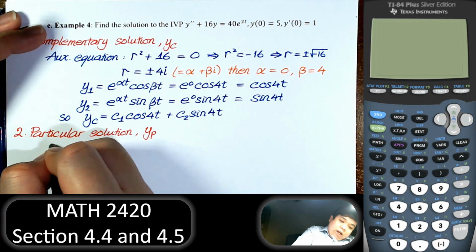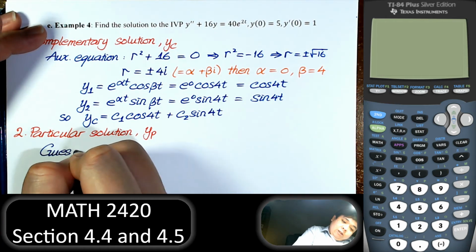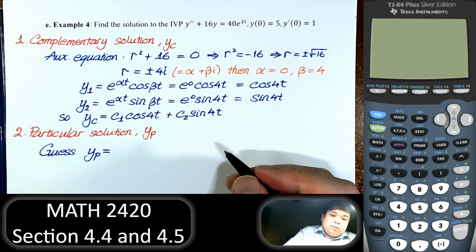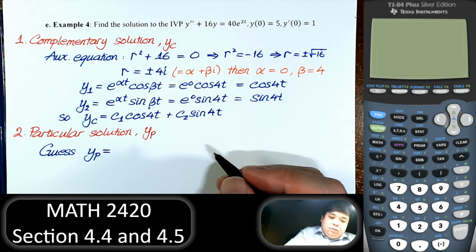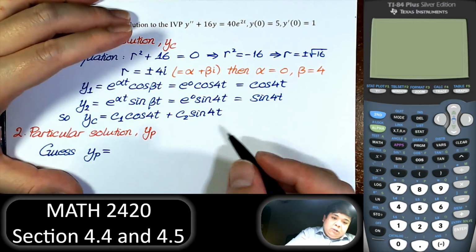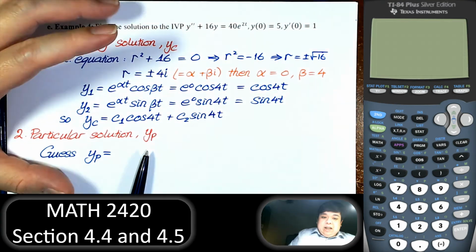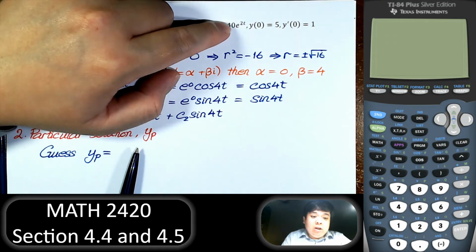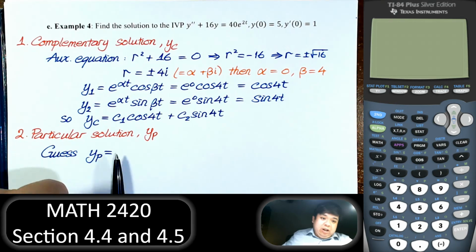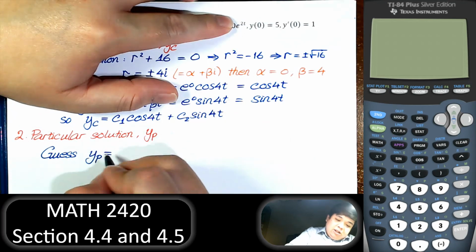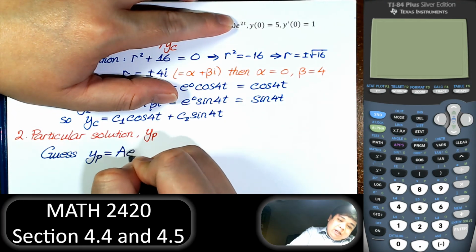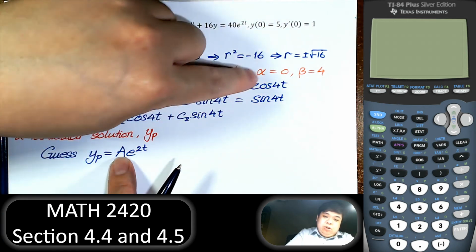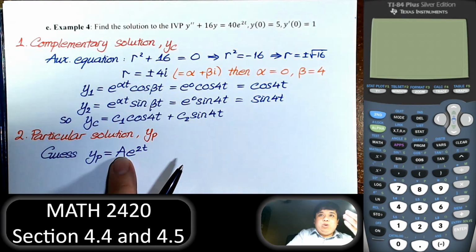So we will guess in this form e to the 2t. We'll take the exponential form, and that's just a constant. So the guess in this case will be just a constant times e to the 2t, and this is linearly independent to those two. So it's good, we don't need to do anything.